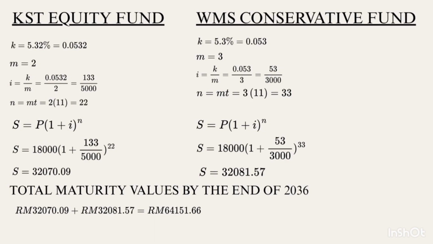32070.09, combine it with 32001.57. You will get 64151.66 ringgit.